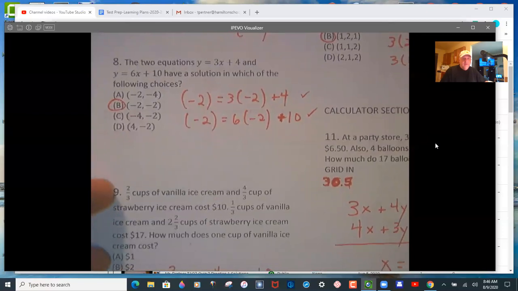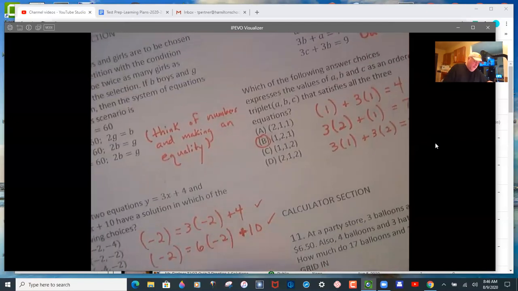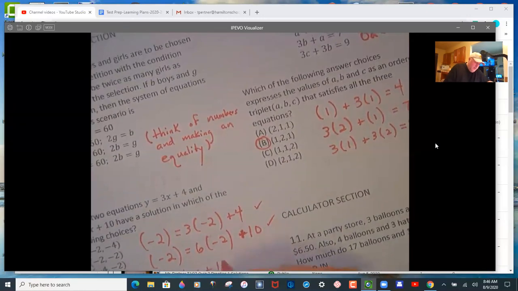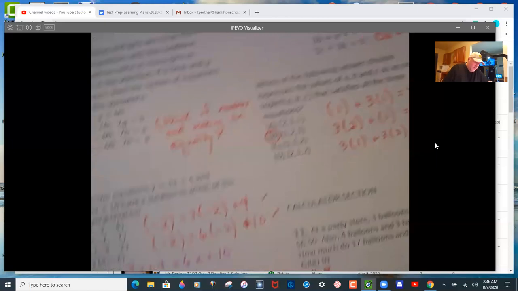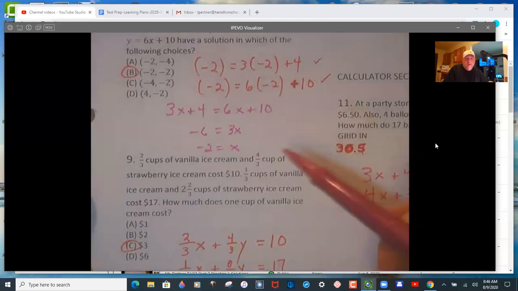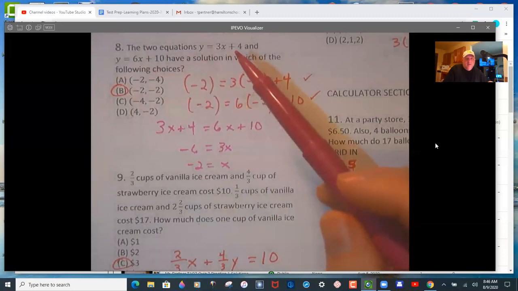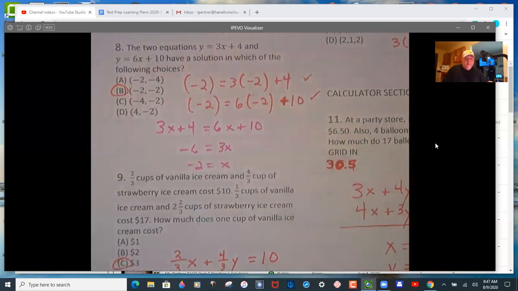I just substituted them in. -2, -2 is true in both. And sometimes, probably the better way there, and let me show this work, is that you set them equal to each other and solve. So you would have 3x here and negative 6 over here, so negative 2 would be x. And so then from there, you would put it into either one and you would get negative 2. So that's probably the better work on that.